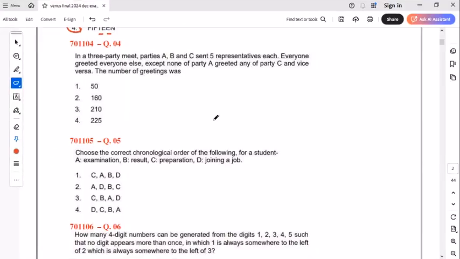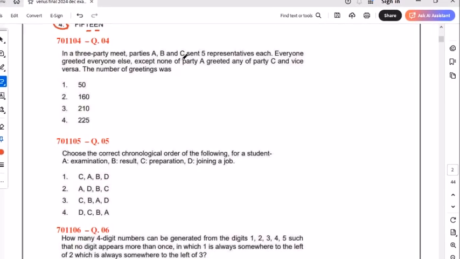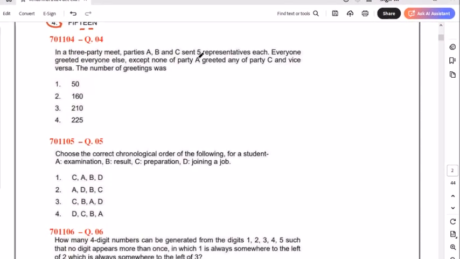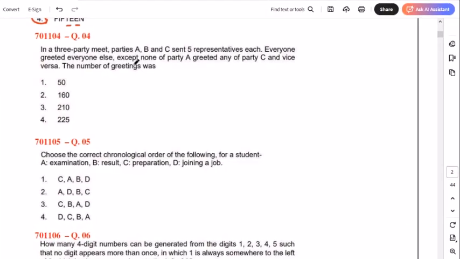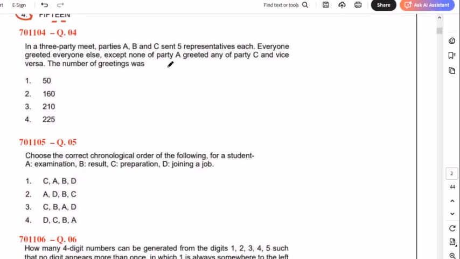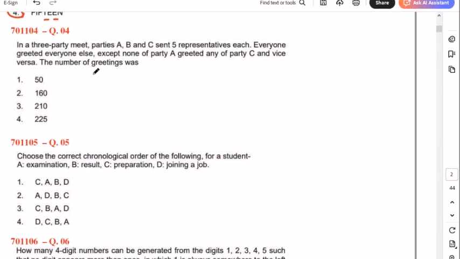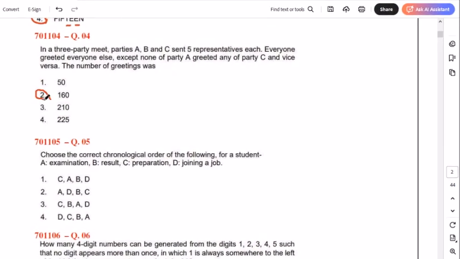Next, question number 4. In a 3-party meet, parties A, B and C sent 5 representatives each. Everyone greeted everyone else except none of party A greeted any of party C, and vice versa. The number of greetings was option number 2, 160, the correct option, friends.